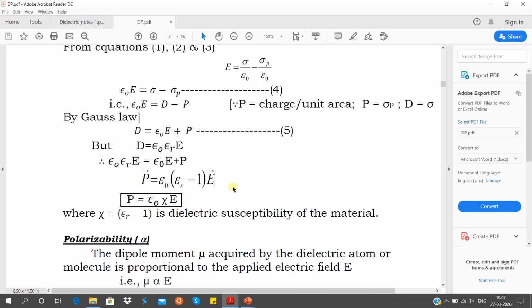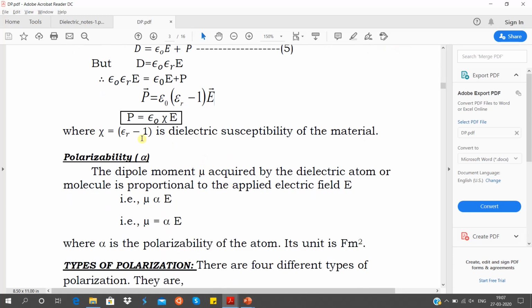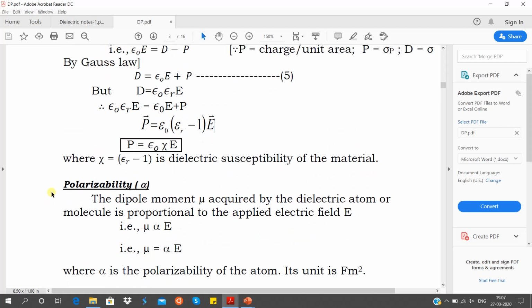Now, one more term to be defined before we go into the next session is something called polarizability, or alpha. The dipole moment which the bound charges get when you apply the electric field will be proportional to the electric field value. If I remove the proportionality, I get that constant as alpha. So dipole moment is the proportionality constant alpha into E. This proportionality constant is known as the polarizability of the atom.